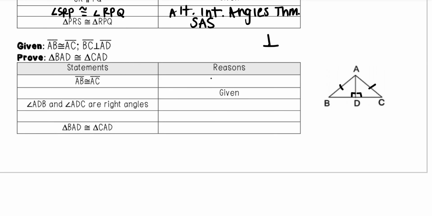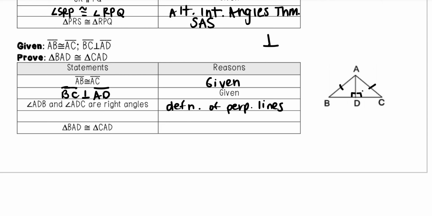AB is congruent to AC was given, and then the next statement was blank, and we're told the reason is because it's given, so BC was perpendicular to AD. So they're telling us that angles ADB and ADC are right angles. Well, we know that's because of the definition of perpendicular lines. So since we were told that those lines are perpendicular, we can use their definition to make those right angles. Then we have a blank space here for our statement and our reason.